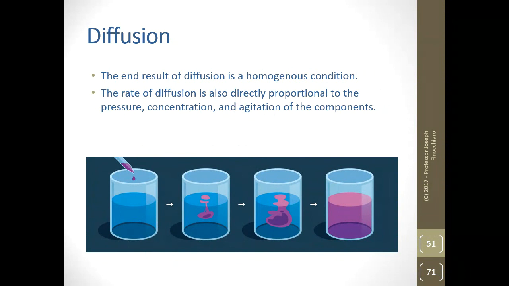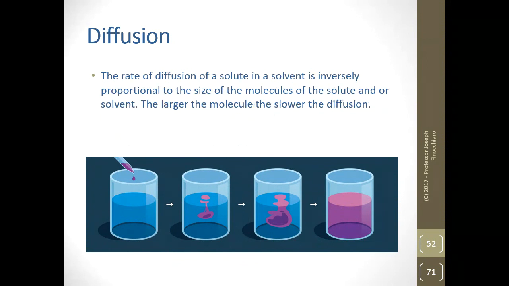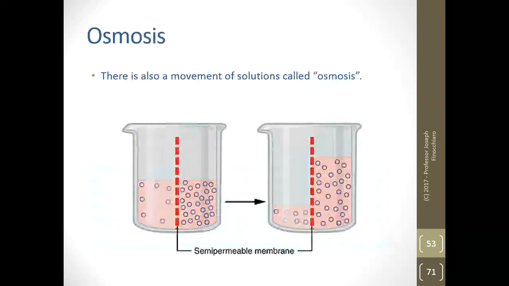Everything is equal. The rate of diffusion is also directly proportional to pressure, concentration, and agitation. So rate of diffusion is affected by just about anything you can do to the solution. The rate of diffusion of a solute is inversely proportional to the size of the molecule of the solute and/or solvent. The larger the molecule of solute, the slower the diffusion.